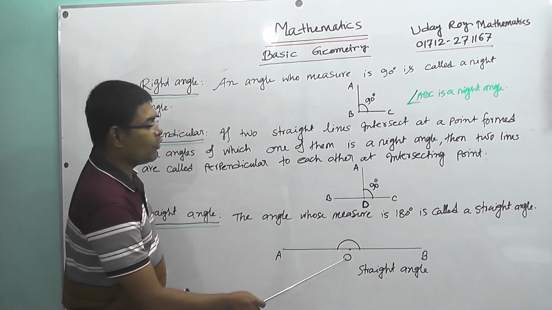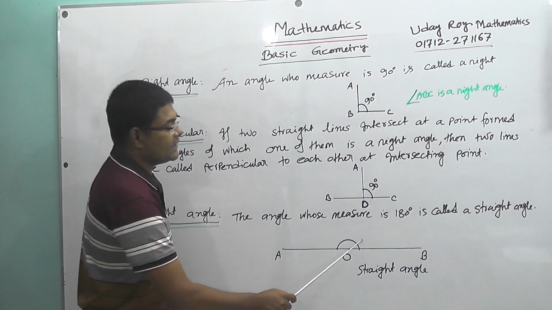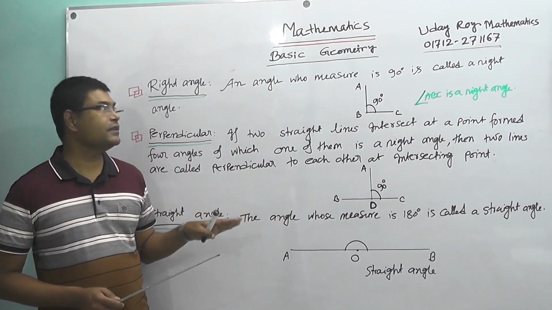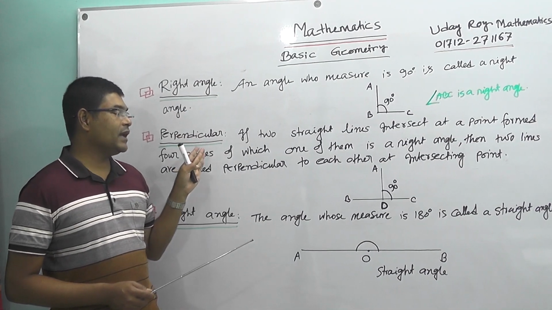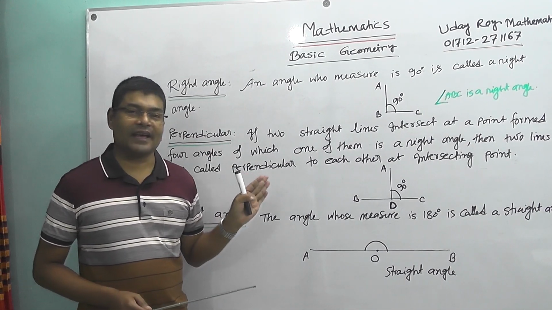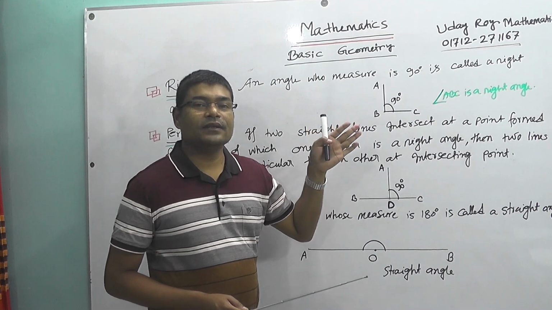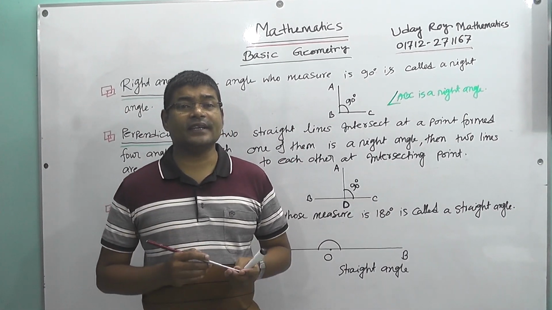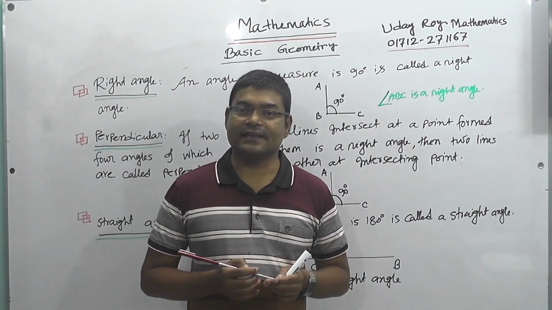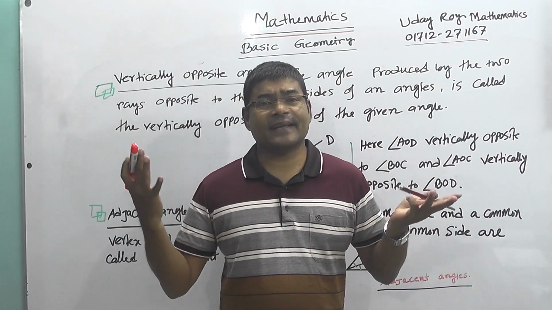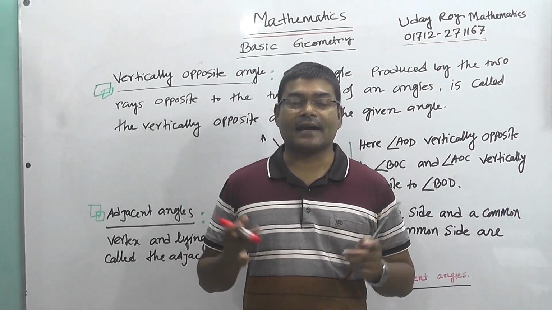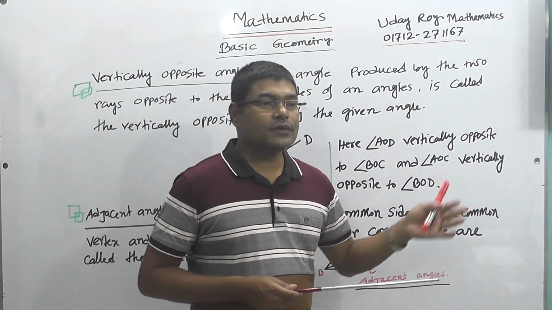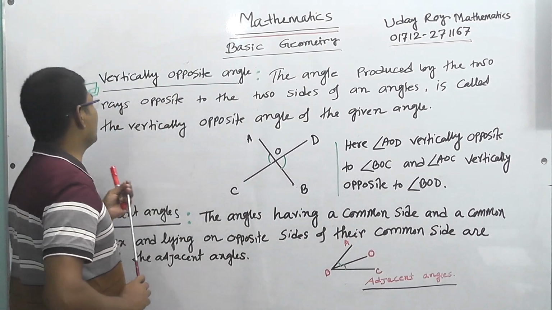Here is AOB. That means this angle is a straight angle. So we have learned right angle, perpendicular and straight angle. One right angle equals 90 degrees and two right angles equal 180 degrees. We have to know vertically opposite angle and adjacent angle. This is also important for you. So now let's come back to the board.